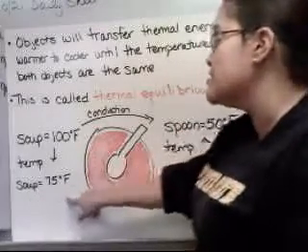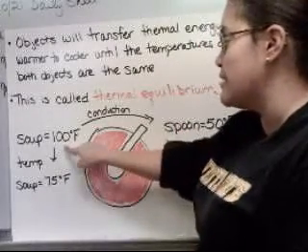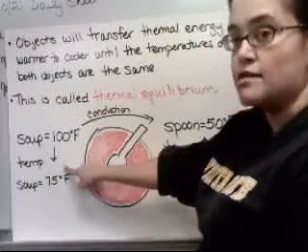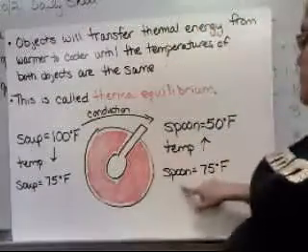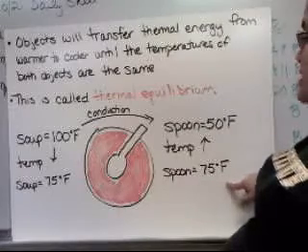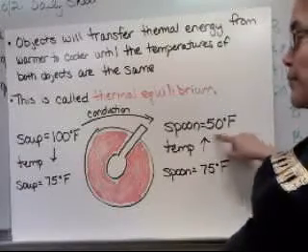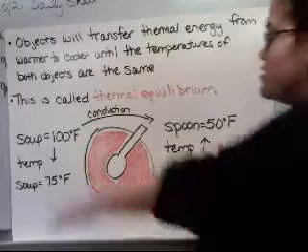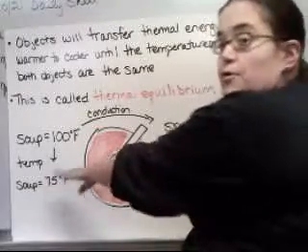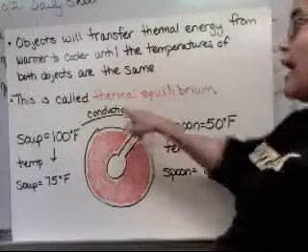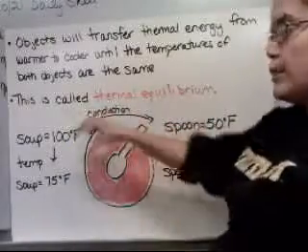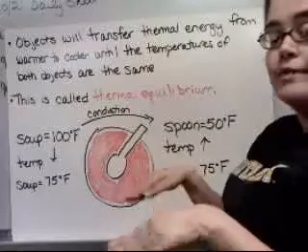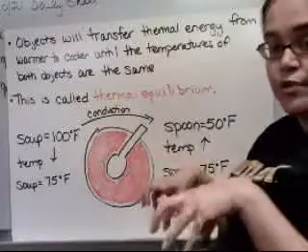So when the soup reaches 75 degrees, because its temperature has gone down because it lost thermal energy, the spoon is going to reach 75 degrees because its temperature has gone up because it gained thermal energy. So now the soup and the spoon are the same temperature and we've reached thermal equilibrium. The transfer of the thermal energy will stop at that point. They'll just sit there and hold the thermal energy that they have.